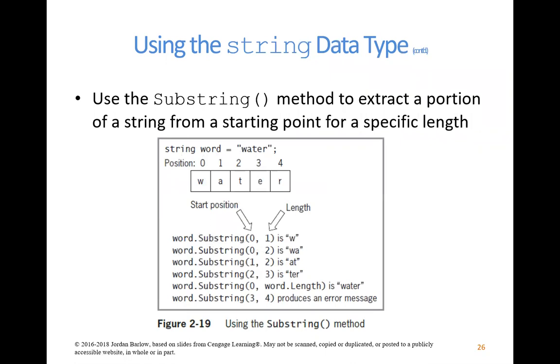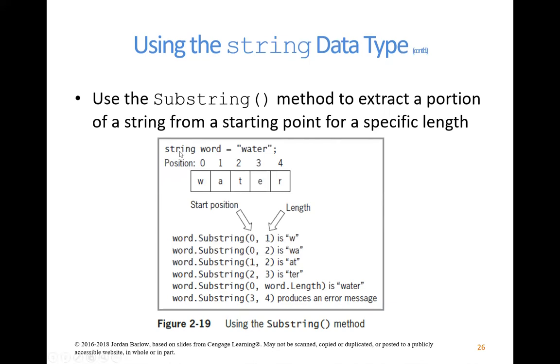Okay, another thing we can do with strings is find substrings within the strings. So what the substring method does, and hint, hint, you might need this for the midterm exam as well, so pay attention. The substring method extracts a portion of a string from a starting point and for a specific length. The substring method takes two inputs inside of its parentheses. The first number is the starting position, and the second number is how many characters you want to return.